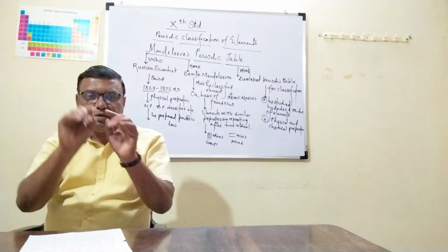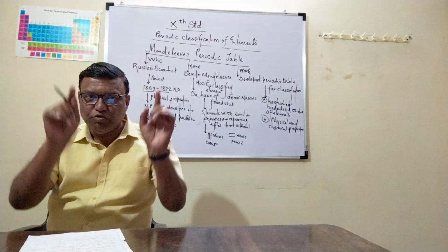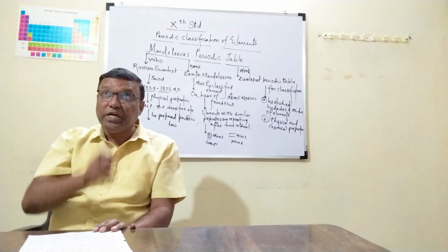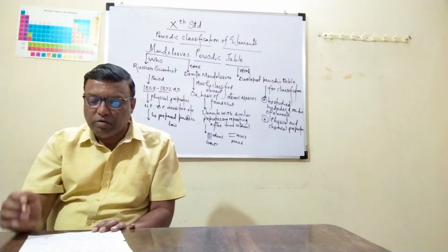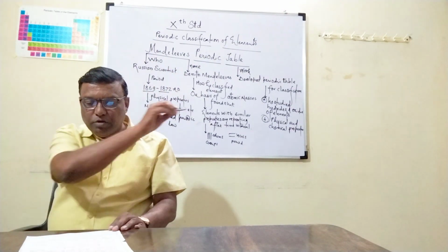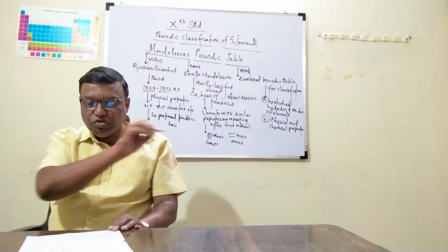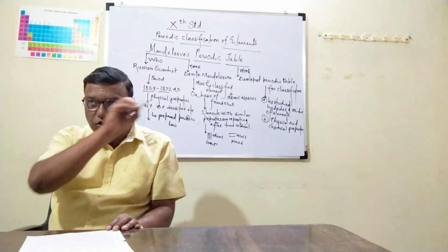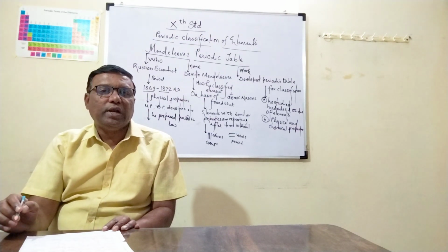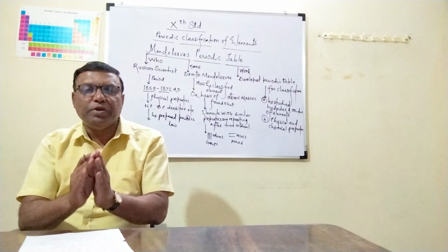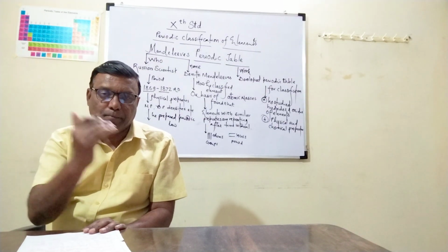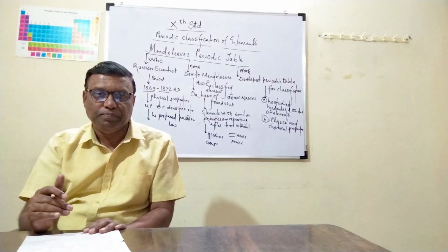In Mendeleev's periodic table, if we observe, some vertical columns are there, and those vertical columns are called groups. And in Mendeleev's periodic table, some horizontal lines are there, and those horizontal lines are called periods. So this is very valuable information regarding how Mendeleev prepared his periodic table.